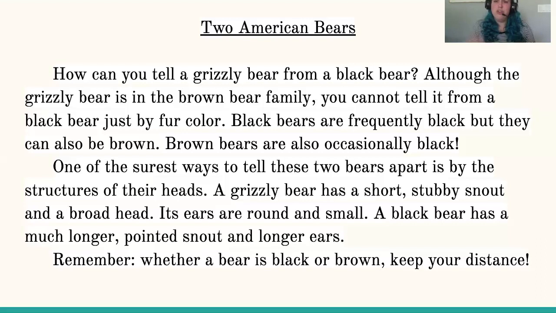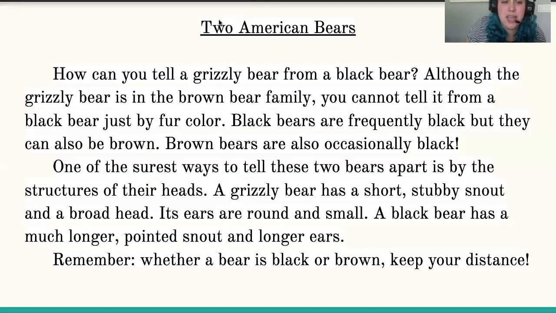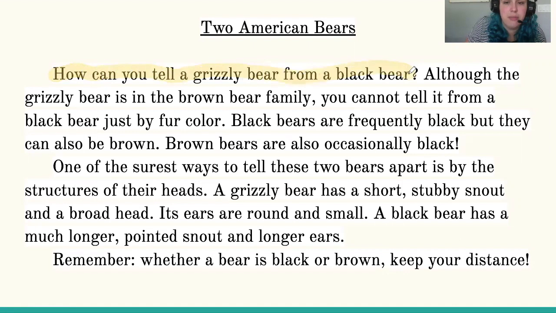If I'm comparing 2 bears, what is the author trying to teach me? The author is trying to teach me that there is a difference between black bears and brown bears, and they want to show me how to tell them apart. My main idea is, how can you tell a grizzly bear from a black bear? It did happen to be my first sentence. My main idea is how to tell the difference between a black bear and a grizzly bear.